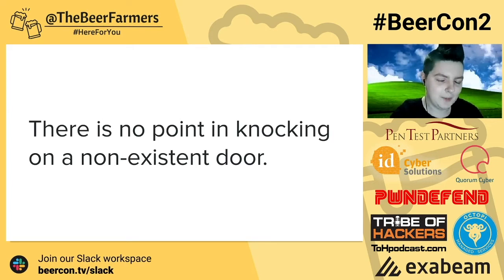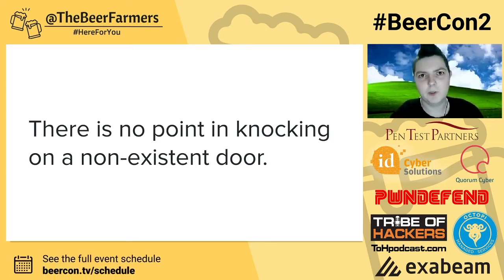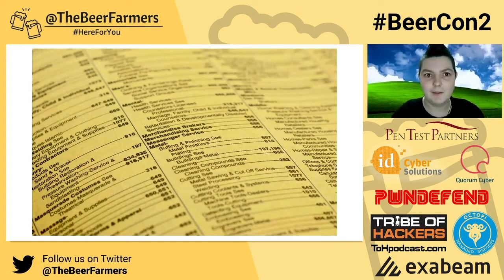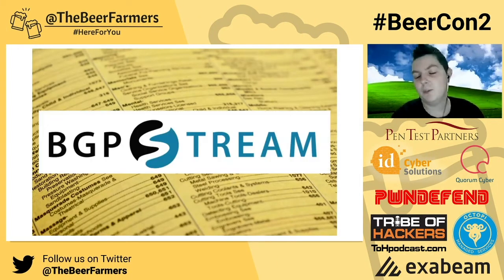There's absolutely no point in knocking on a non-existent door. So you want to find network prefixes that actually exist, and that makes your life a whole lot easier than iterating through the entire IPv6 address space. So we need to find out where everyone lives, and we can do that using BGP stream.